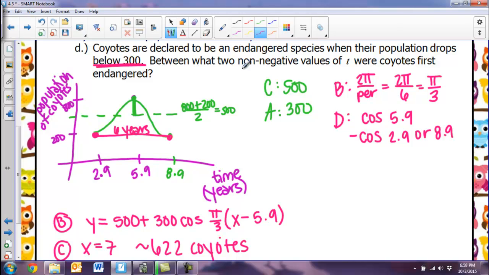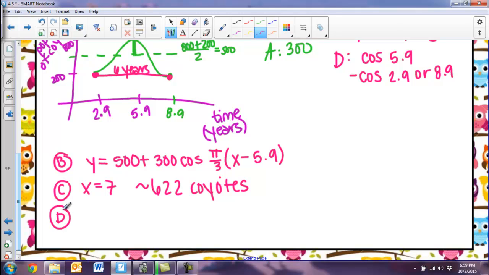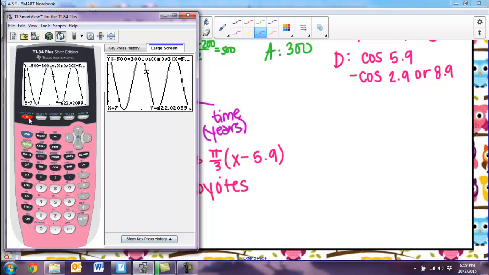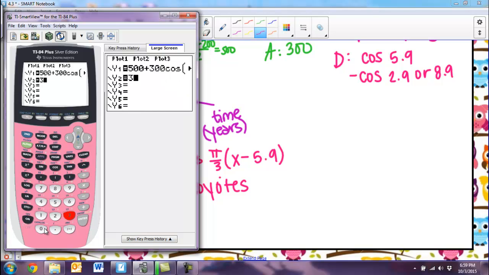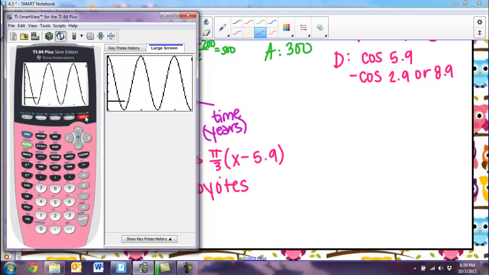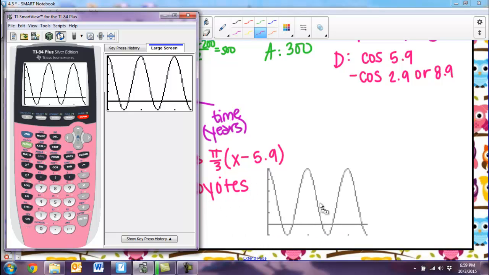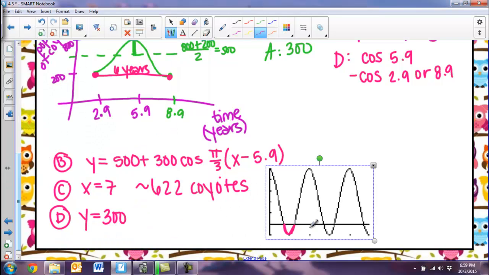Between what two non-negative values of t were the coyotes first endangered? That's why it's nice that we have my graph already in my calculator, because I care about where y is equal to 300. It's a bad thing if it goes below that. So if I go into my y equals and into y2, I type y2 equals 300 and graph it. I want to know what these two values are, because this is where my graph dips below that 300 mark. This is the 300 coyotes, so this is the first value I want, and then I want this value.